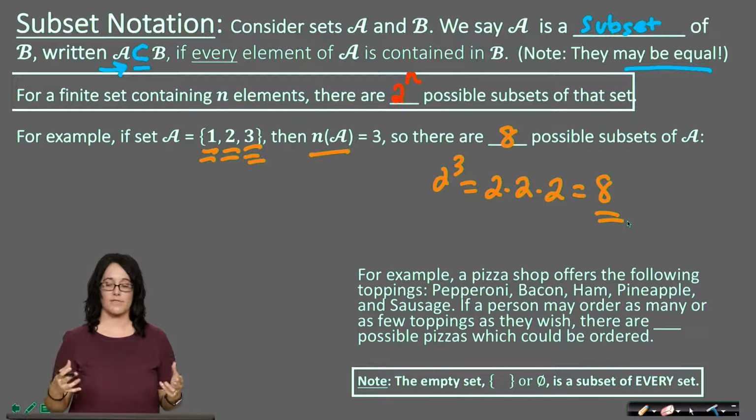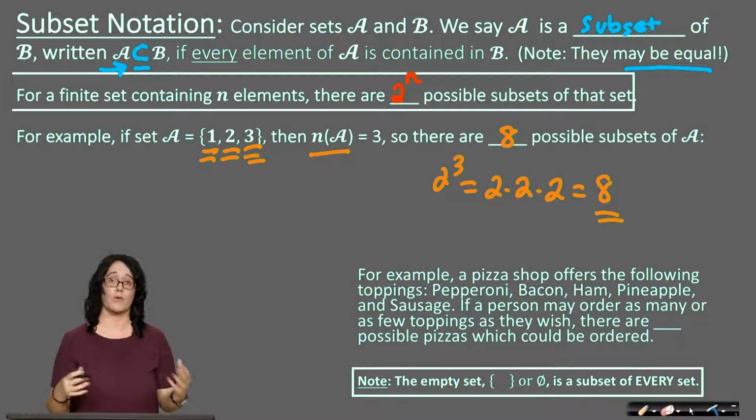Well, let's look at a real-life scenario here involving some of my favorite things, pizza. Okay. So for example, let's say we have a pizza shop that's offering the following toppings. So they don't have that many in their inventory. They just have pepperoni, bacon, ham, pineapple, and sausage. So if a person may order as many or as few toppings as they wish, there are how many possible pizzas that they could order?